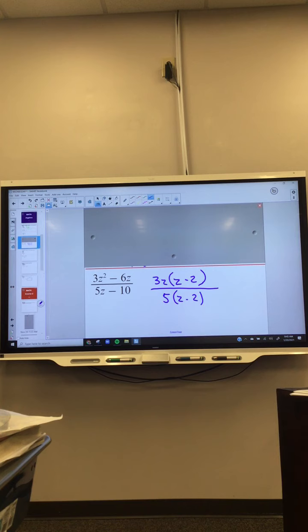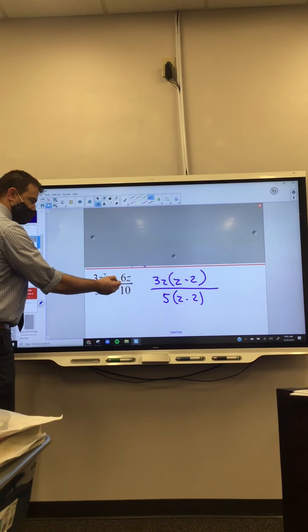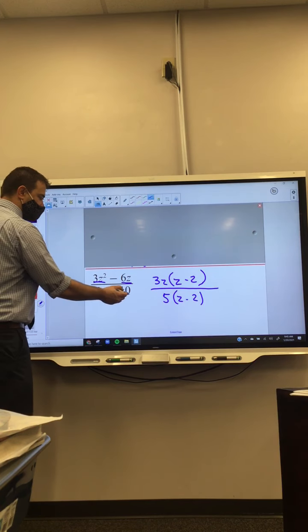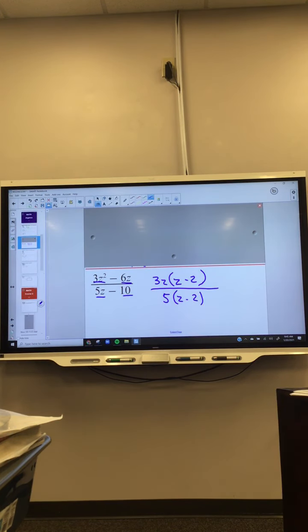Did it look like this when you factored? I noticed that from both of these terms, I can pull out a 3 and a z. I noticed that both of these terms, I can pull out a 5. Why does that end up being helpful?